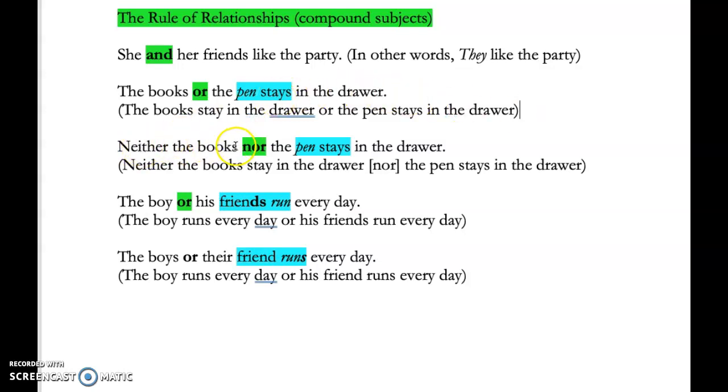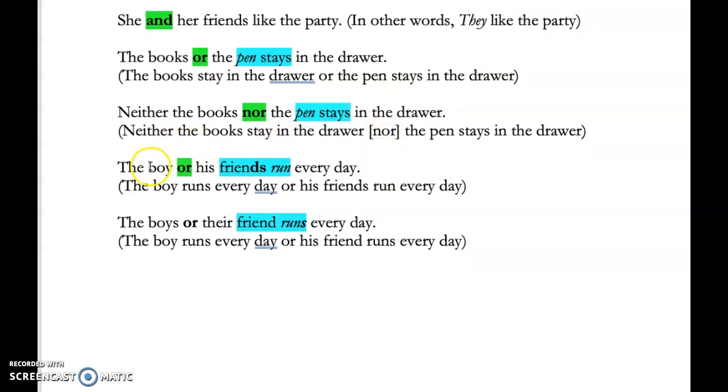Neither the books, plural, nor the pen. So you can see that, oh no, I've kept it the same, nor the pen, again, it stays. But look at this one: the boy, singular, or his friends, plural. So I've switched it. Now it's singular, plural, instead of plural, singular.